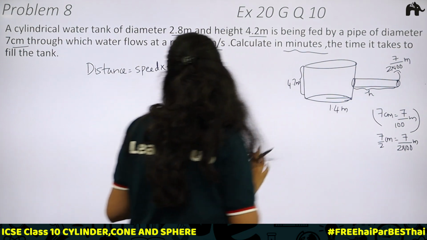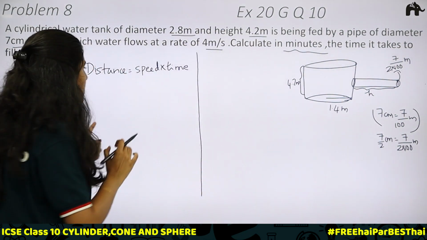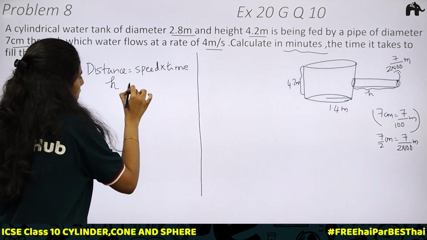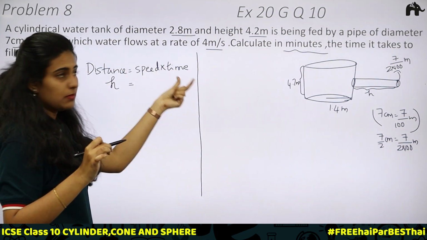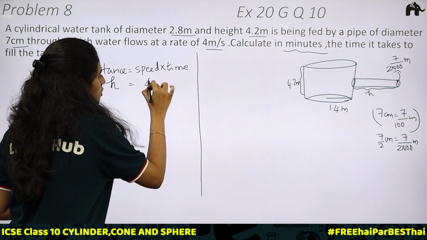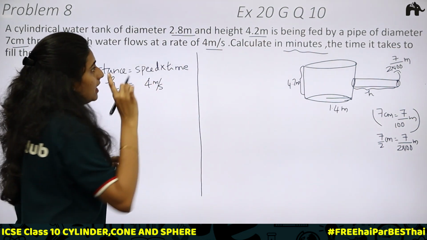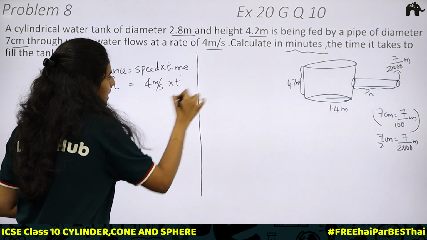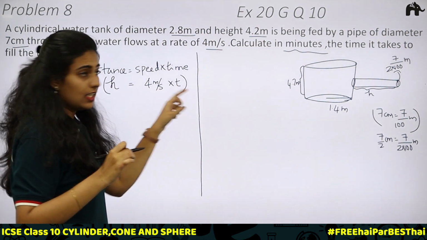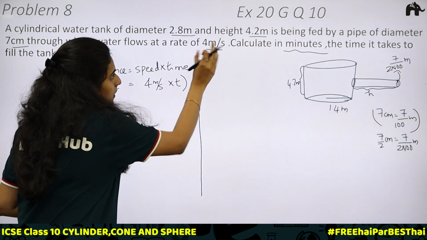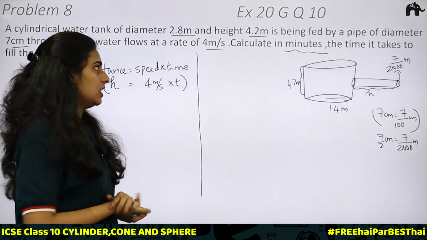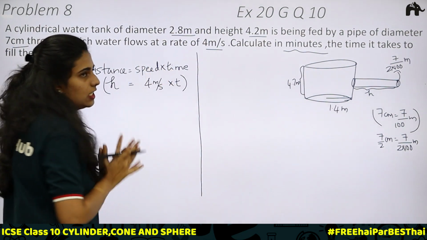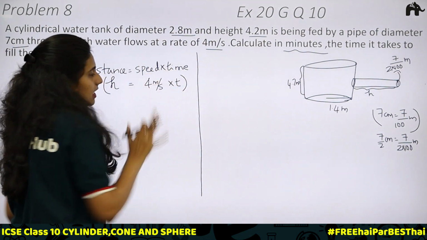Okay. Now, how to calculate this distance? We have distance is equal to speed into time. So, we can write height is equal to speed into time. Here, speed is given, which is 4 meter per second. And the time is what we need to calculate. When you calculate, you will be getting time in units of seconds, after which we can convert it into minutes. Okay, so remember this, distance is equal to speed into time. We need to calculate the time.